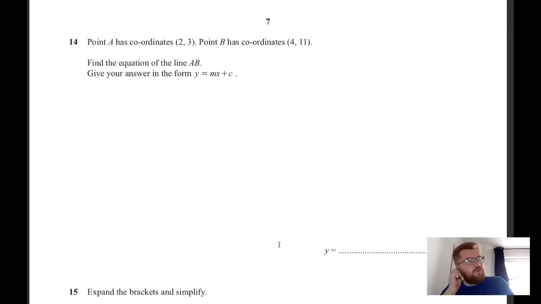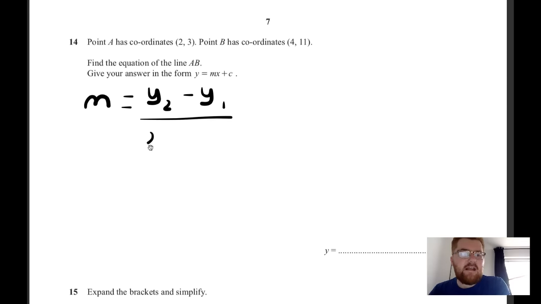Give your answer in the form y equals mx plus c. Okay, so you have two coordinates, and in order to write any straight line, you need the m, that's the gradient, and you need the c, which is the y-intercept. So let's start with the gradient first of all, which is our m. To work out the gradient, you probably know this as the rise over run, or the change in y over the change in x. To write it in a more formulaic way, we're going to take y2 minus y1 over x2 minus x1.